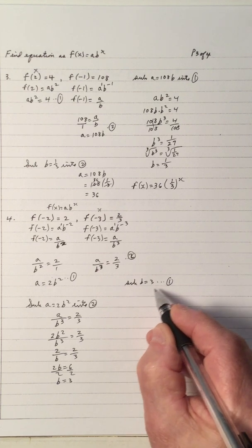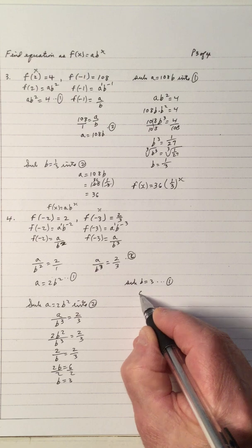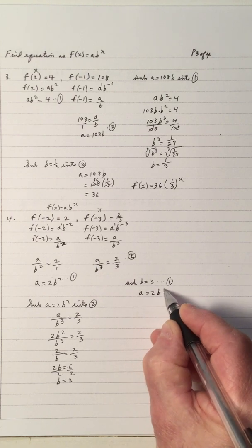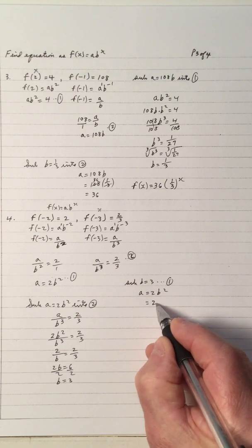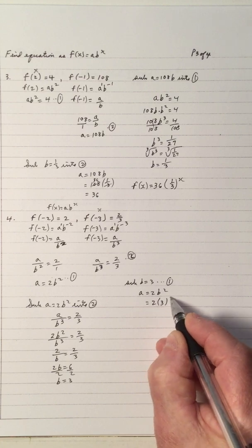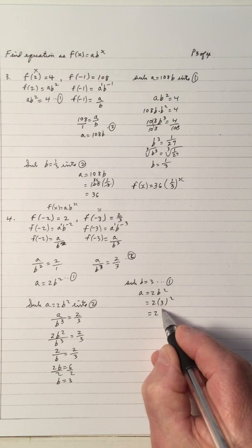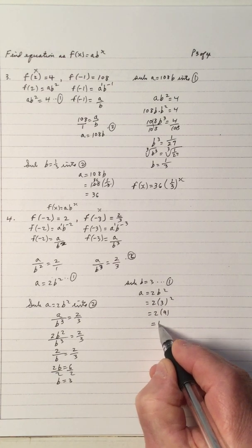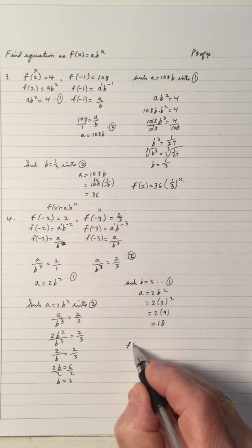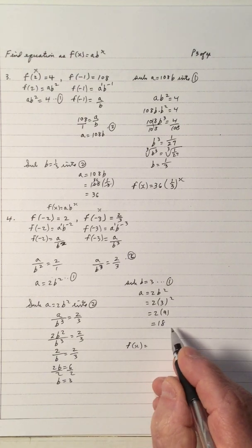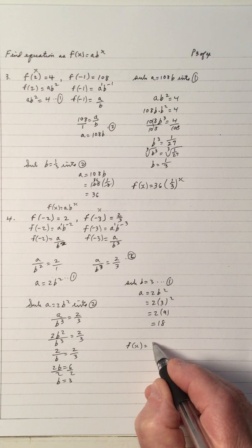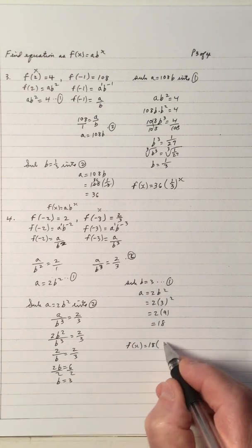Sub that into 1, and a equals 2b squared. So b is 3. We square first to get a 9, then we get an 18. So f of x is equal to, a is 18 and b is 3.